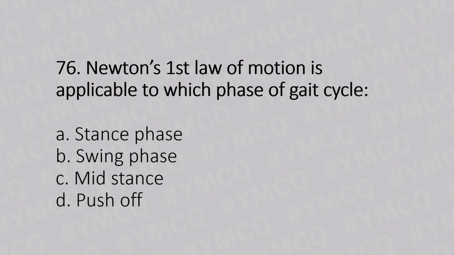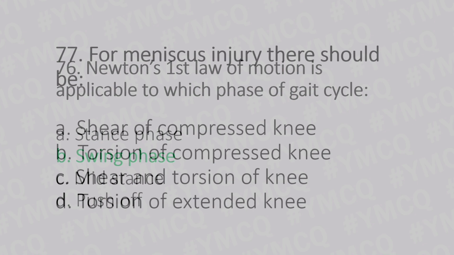Newton's first law of motion is applicable to which phase of the gait cycle? Option A, stance phase; option B, swing phase; option C, mid stance; option D, push off. And the answer is option B, swing phase.